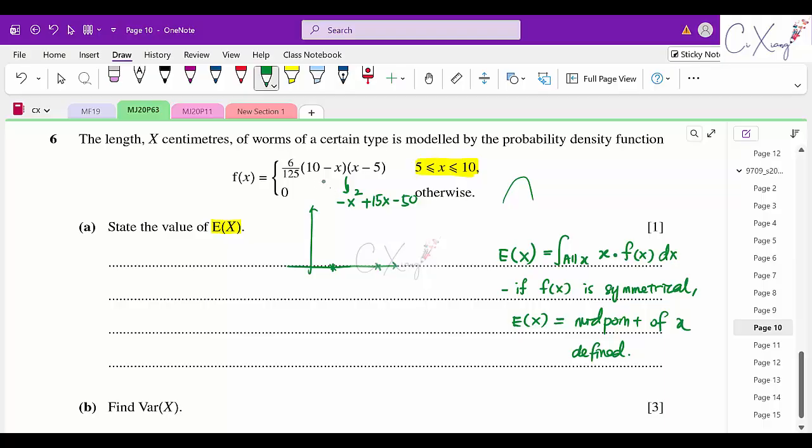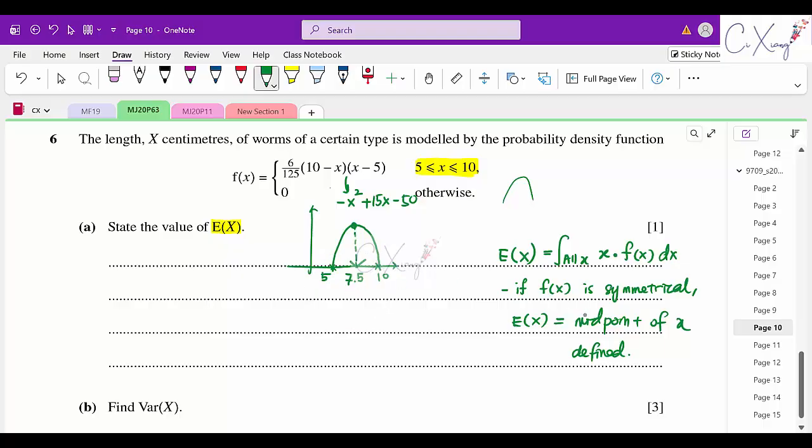And then if you substitute y equals 0 and solve for this function f(x), you'll get the x-intercepts at 5 and also 10. Then to draw an N shape, your graph will look something like this. And where's the midpoint? Because it is a quadratic equation, the center will be somewhere here. So what's the midpoint for the graph? It will be 7.5, 5 plus 10 divided by 2.